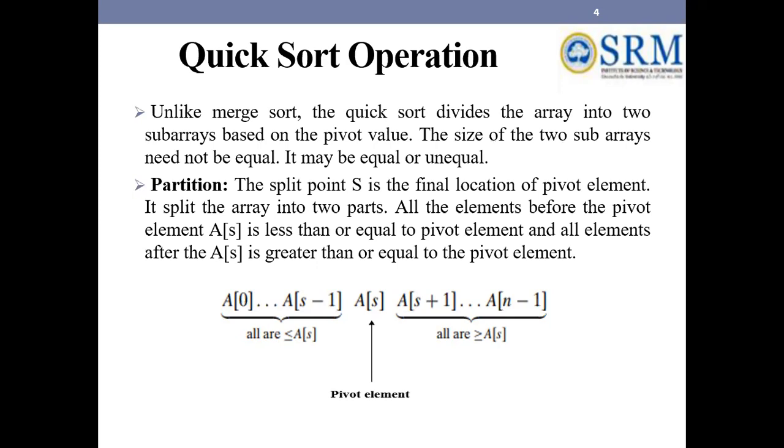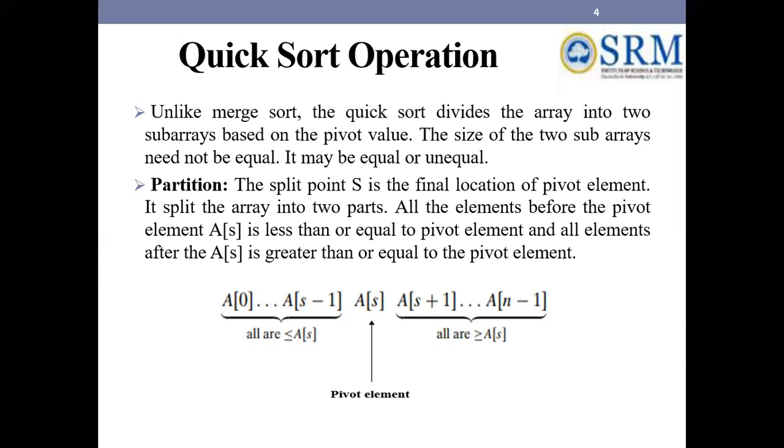So what is the role of the partition function? The split point S is the final location of the pivot element. It splits the array into two parts. See here, A of 0 to S minus 1 is the first half and A of S is the split point. That is the location of the pivot element. And after that, we have S plus 1 to N minus 1 as another sub array. So we have the left sub array, the split point pivot element, and the right sub array.